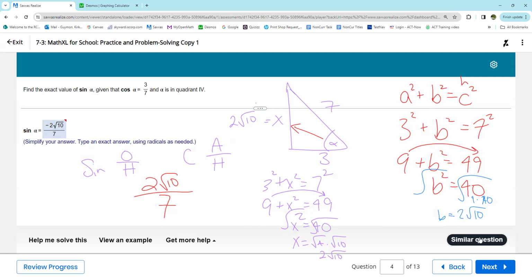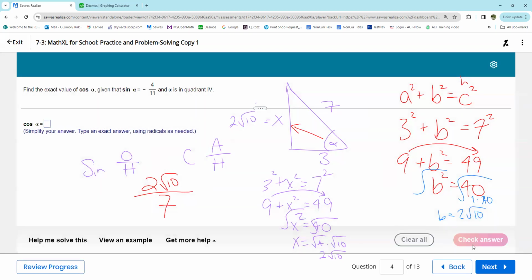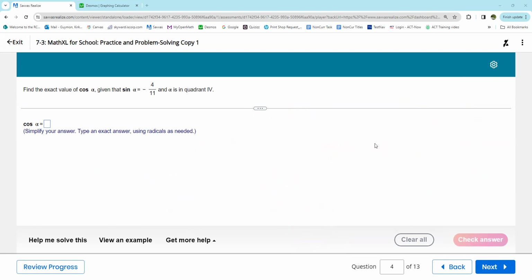Okay, let's try a similar question. I'll show you what I did wrong. I didn't even read that part of it. I need to read the full question. Another example of when it says, all right, so we are in quadrant 4 again. This time, read the question.